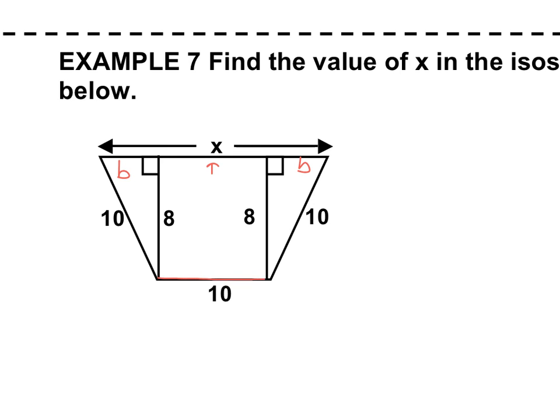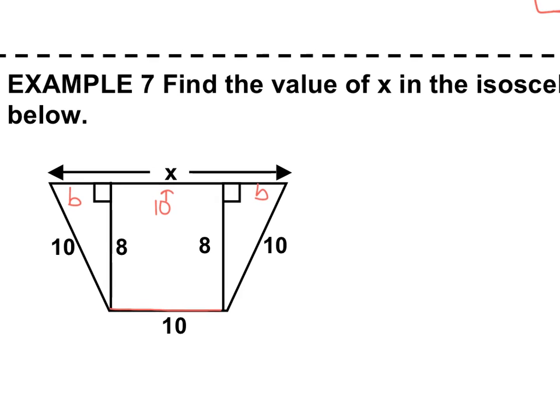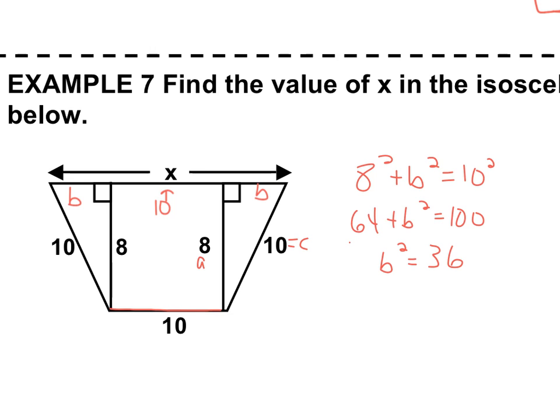If this length is 10, then this length is also 10. But that's not x. We need to find b so we can fill it all in. So I do know that I have an a value here and the hypotenuse c. So I'm going to say 8 squared plus b squared equals 10 squared. That's 64 plus b squared equals 100. And I subtract 64 from both sides and I get b squared equals 36. Then I can take the square root of both sides, and the square root of 36 is just 6. So I know I have a 6 here and a 6 there.